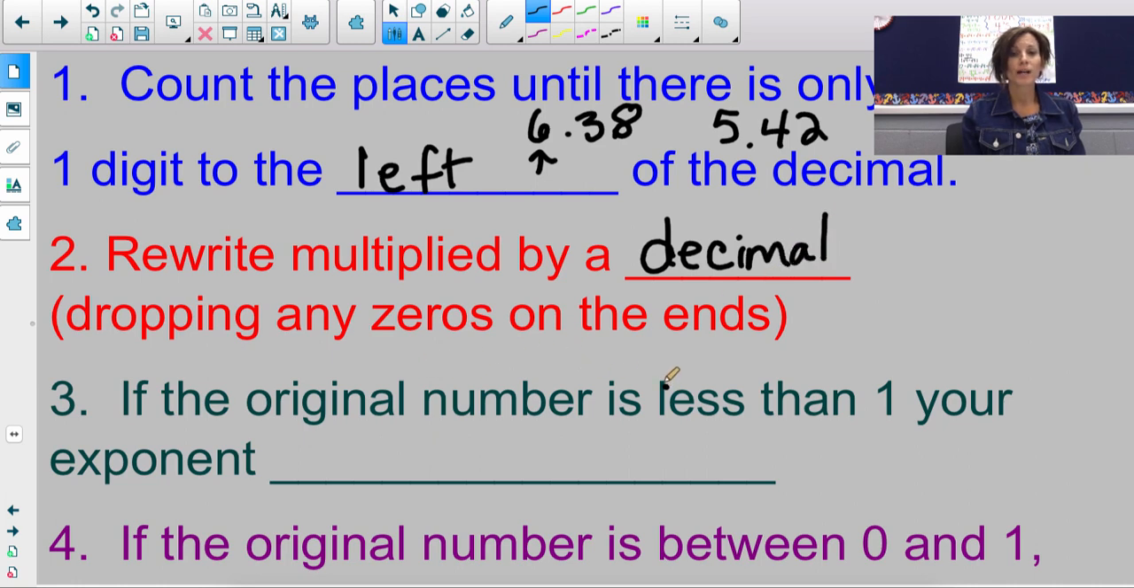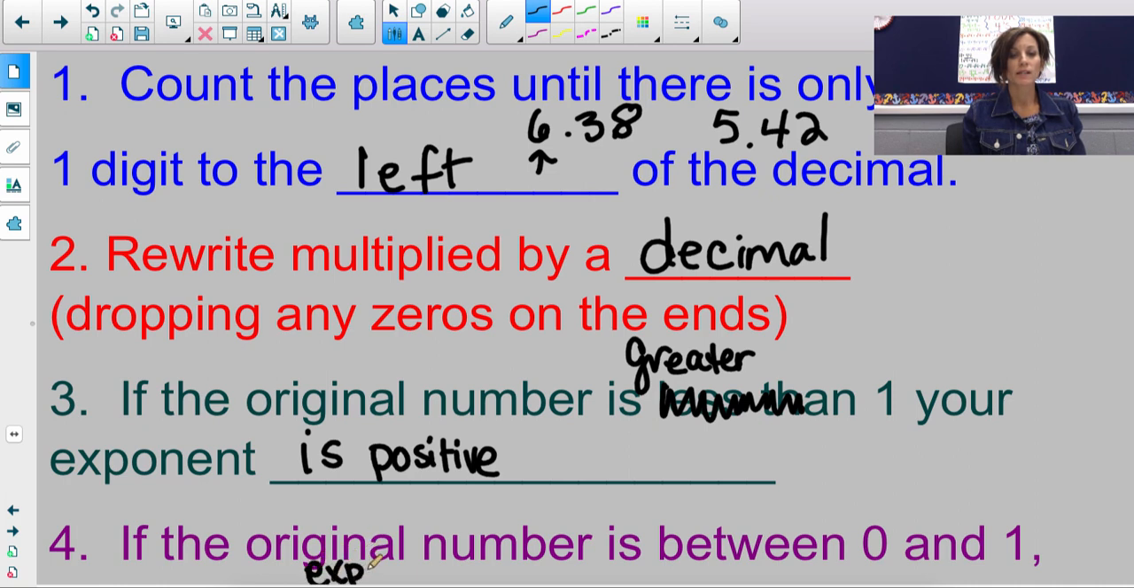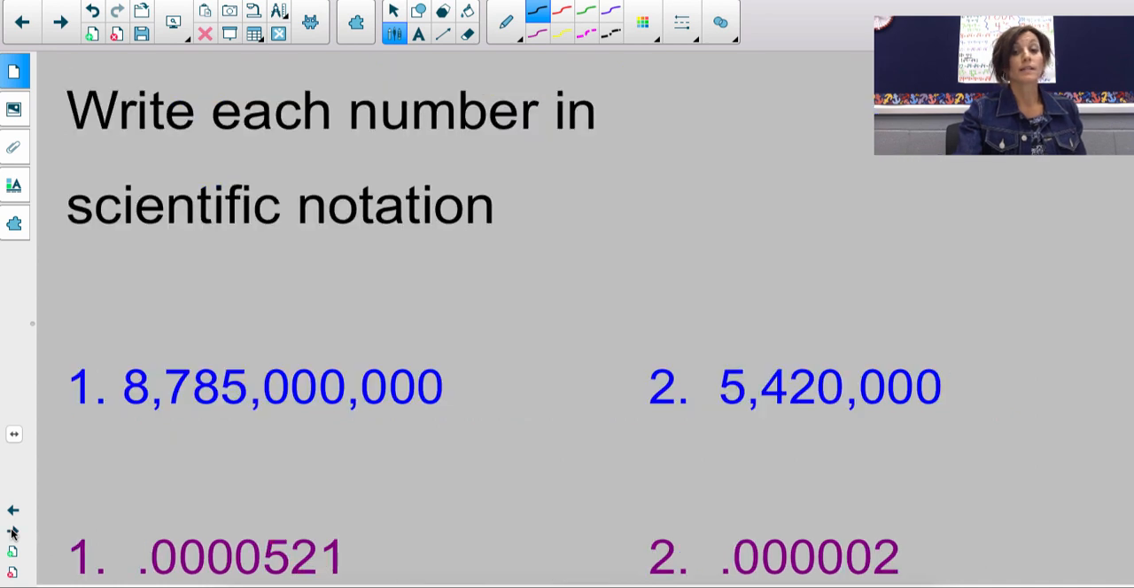If the original number, I need to just switch this. This is a mistake in your notes. If the original number is greater than 1, your exponent is positive. If the original number is between 0 and 1, the exponent will be negative. So let's take a look at what this is going to look like. It's not that terribly difficult compared to what we've been working on.